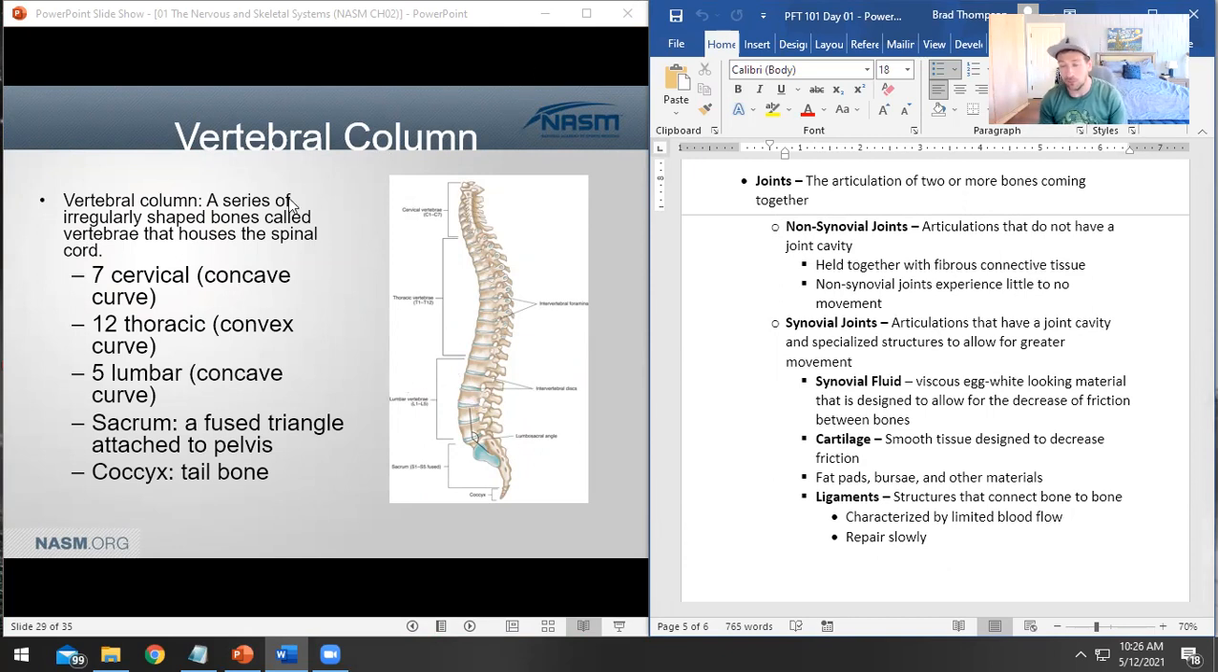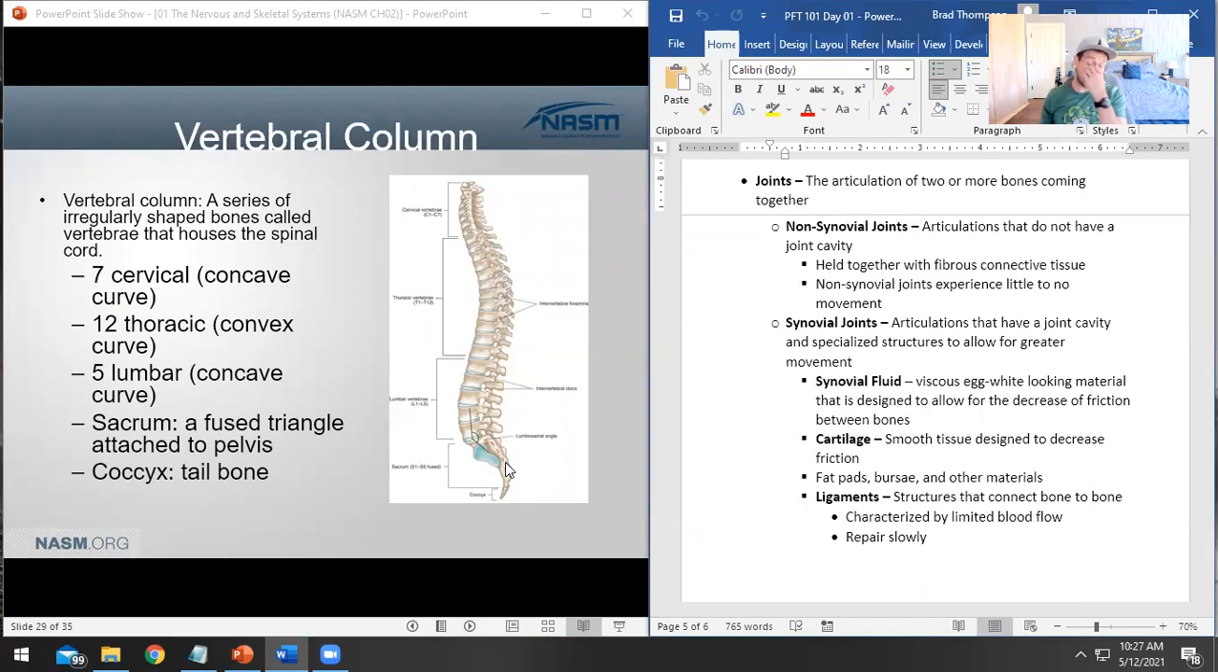So some of the most important bones in your body are going to be your vertebral column. This is going to be things like your cervical spine, your thoracic spine, your lumbar spine, and your sacrum and coccyx. All of that makes up your vertebrae. That is housing your central nervous system, or at least part of it, right? It's housing the spinal cord.